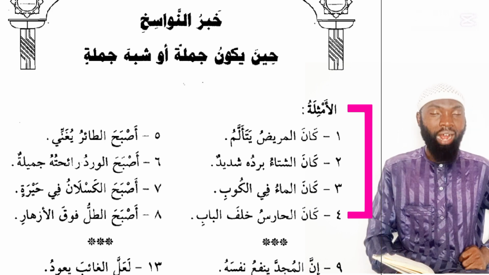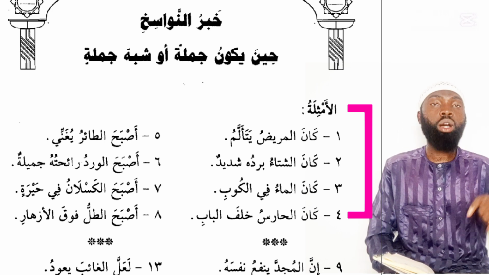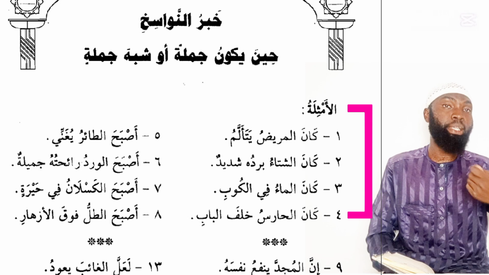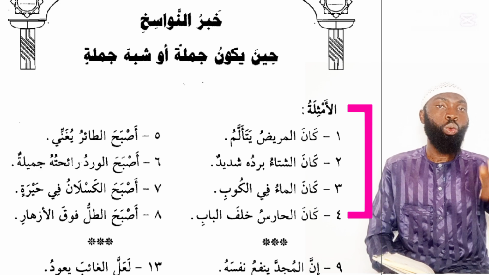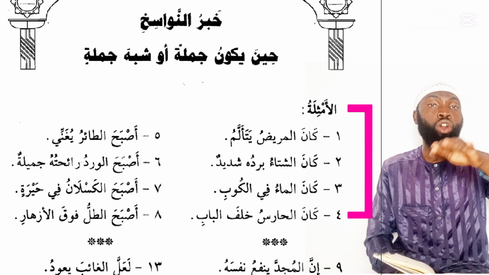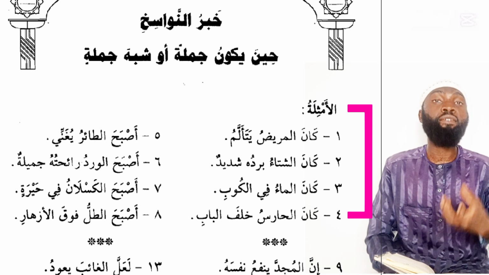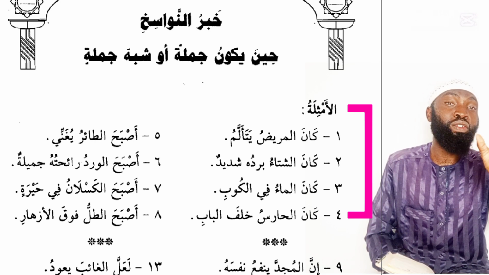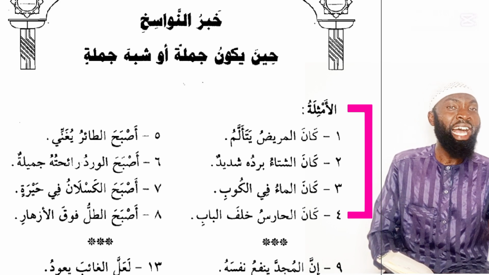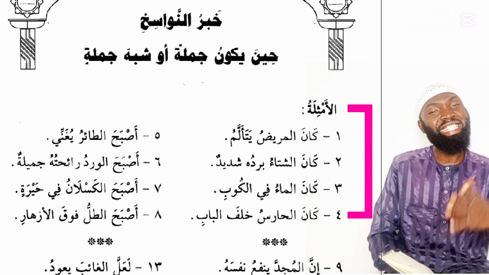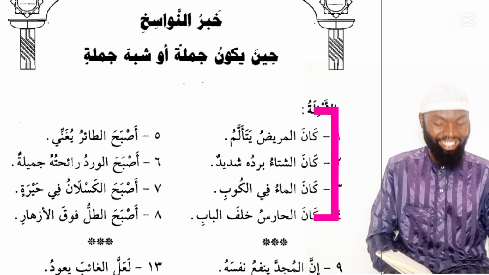The same thing, we have kana al-harisu khalf al-babi. The security man, or the watcher, was behind the door. So you can see khalfa there is a zarfun, an adverb of place, and it is the one serving as the khabar. This is very easy.